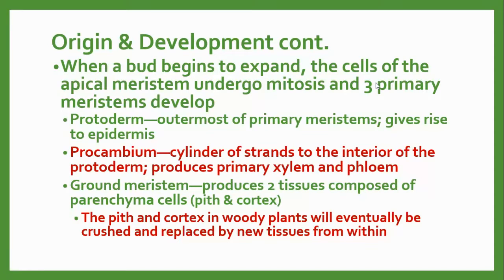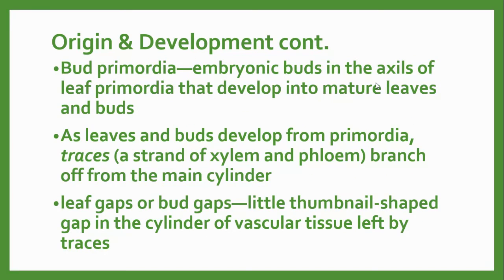The protoderm is the outermost of the primary meristems, and it gives rise to the epidermis. Then we have the procambium, which is a cylinder of strands to the interior of the protoderm, and it produces the primary xylem and phloem. The ground meristem produces 2 tissues composed of parenchyma cells, the pith and the cortex. And the pith and cortex in woody plants will eventually be crushed and replaced by new tissues from within.